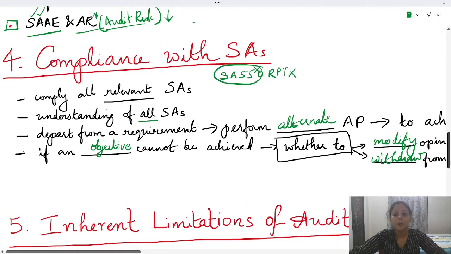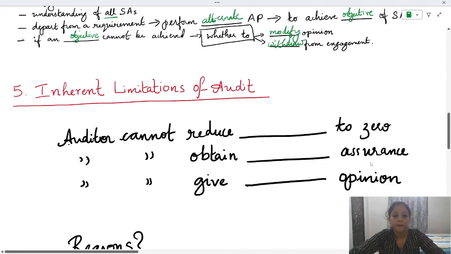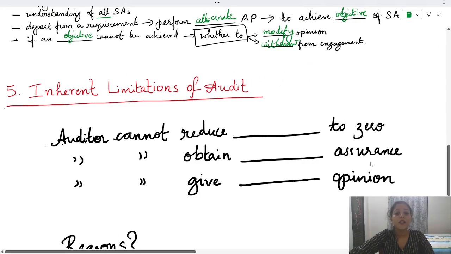Now, the last part of the standard, which is inherent limitations of audit. Auditor cannot reduce dash to zero. Auditor cannot obtain dash assurance. Auditor cannot give dash opinion. You have to fill in the blanks. Think for a minute. Okay, find these blanks.